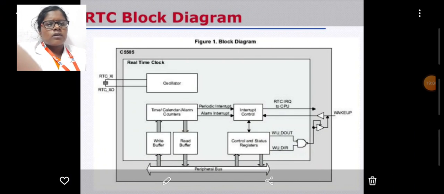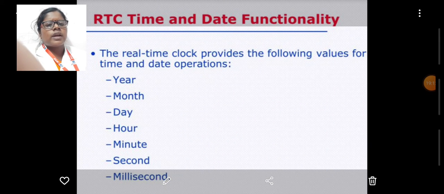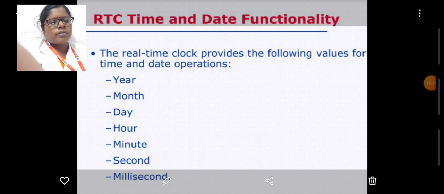And next, the control and status registers, and this is the date functionality and time functionality. The real time clock provides the following values for time and date operation: year, month, day, hour, minute, second, milliseconds.